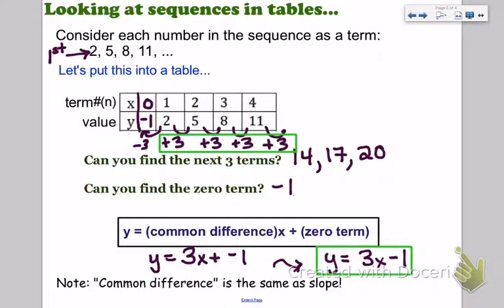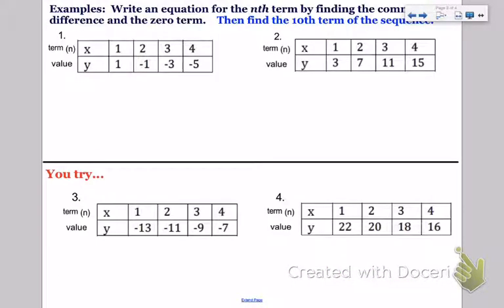What we're going to do right now is write an equation for the nth term, just like what we did on the last slide, and then find the 10th term. So these tables only go up to 4, so instead of adding or subtracting the same number 5 more times, we're going to use our equation to do that.